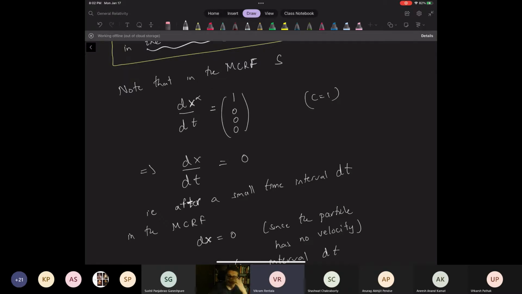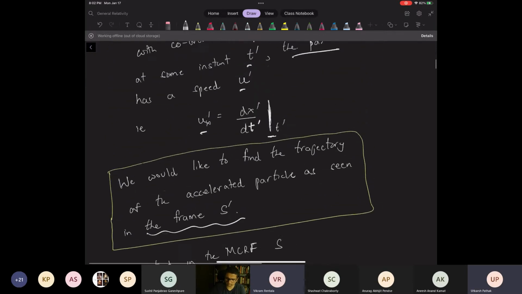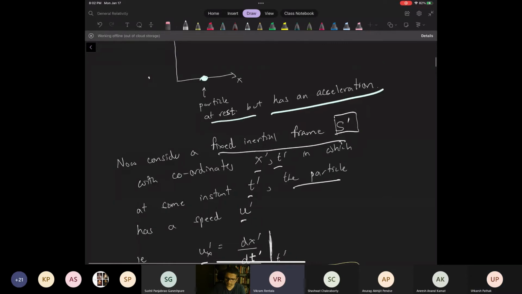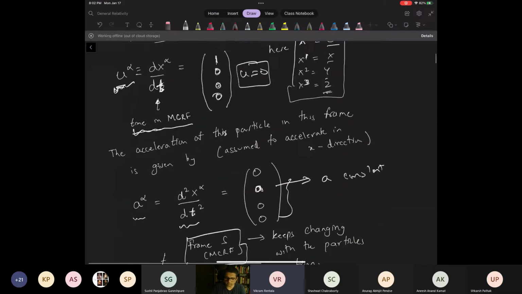Yeah, Utkarsh. So how exactly are we ensuring that the S prime does not have the constant acceleration of the particle? We'll see that will happen. Under this assumption that the acceleration in the MCRF is constant, we'll see that in S prime the acceleration will not be constant. I've not proved that this will give you a consistent trajectory. What we'll see is that it does give you a consistent trajectory where you don't exceed the speed of light.